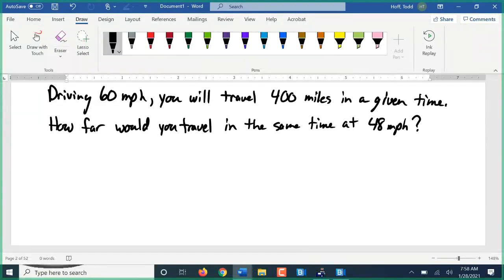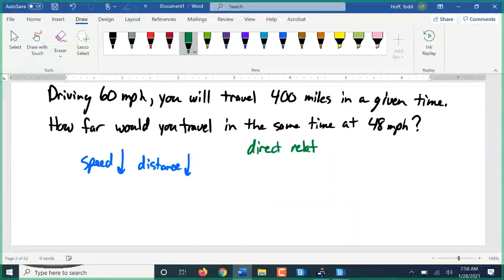So here's a situation. We have our speed getting smaller, going from 60 to 48. The other variable we're looking at is not the amount of time it takes to make the trip now. It's now the distance gone. So if the speed goes down, the distance you move goes down as well. This is a direct relationship. Which means we are looking at a proportion, a constant ratio.